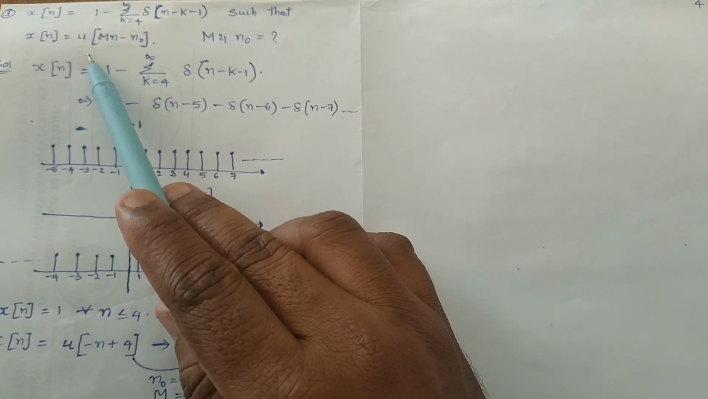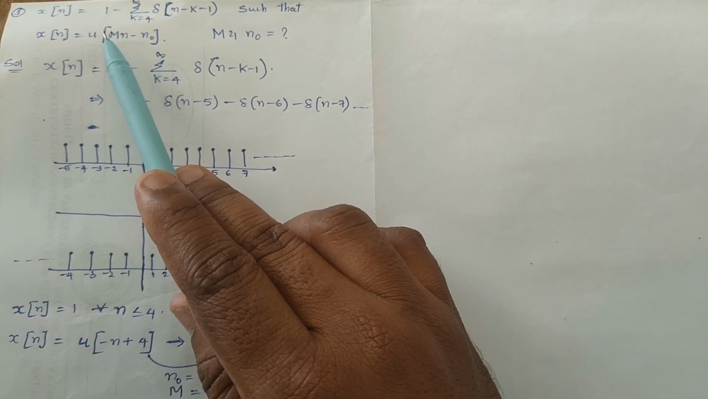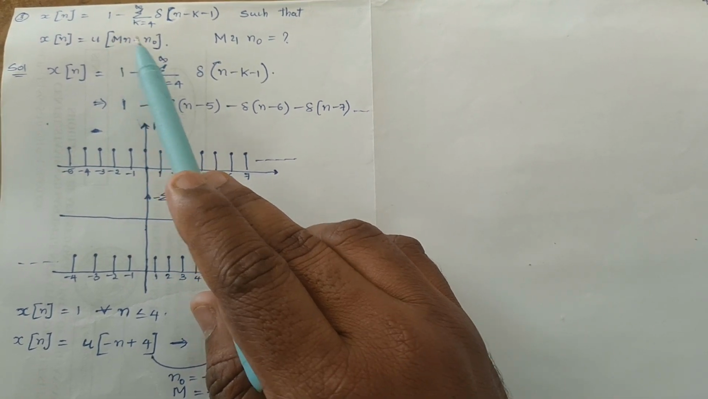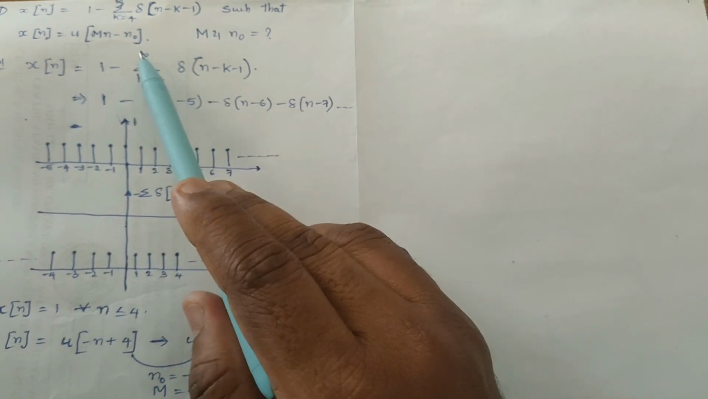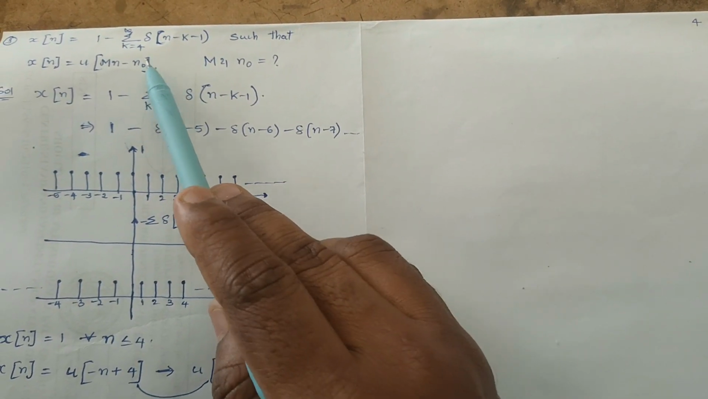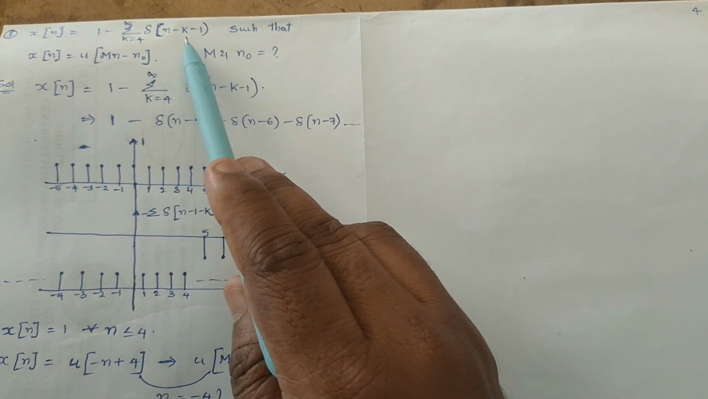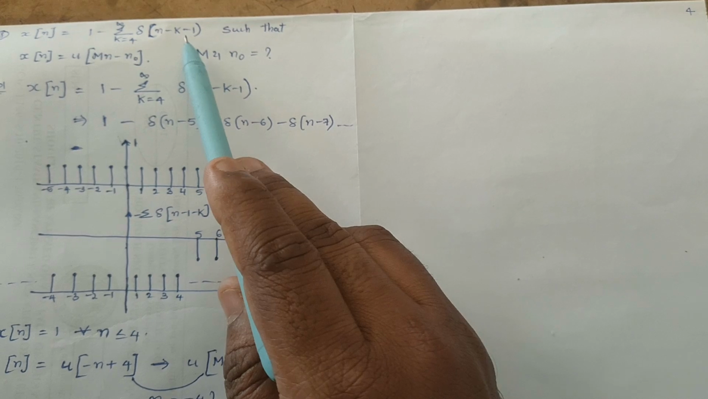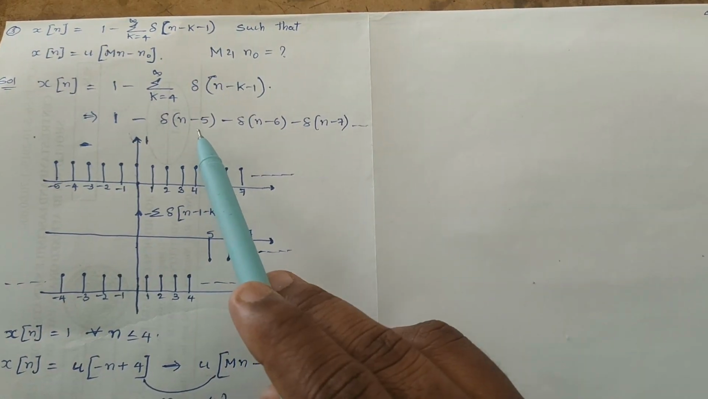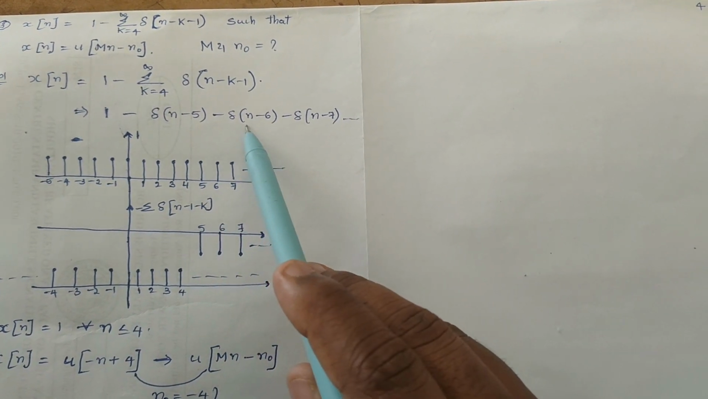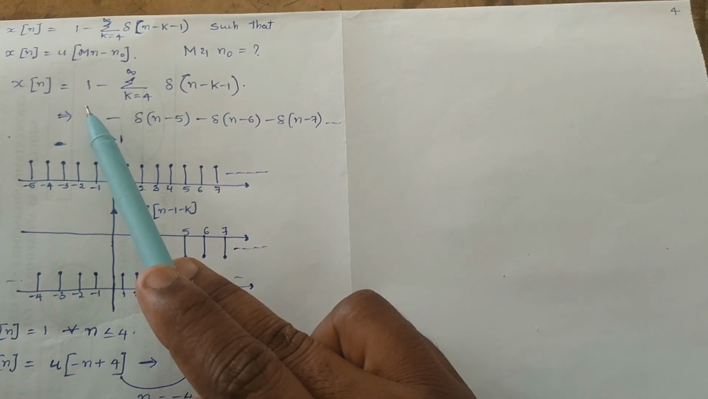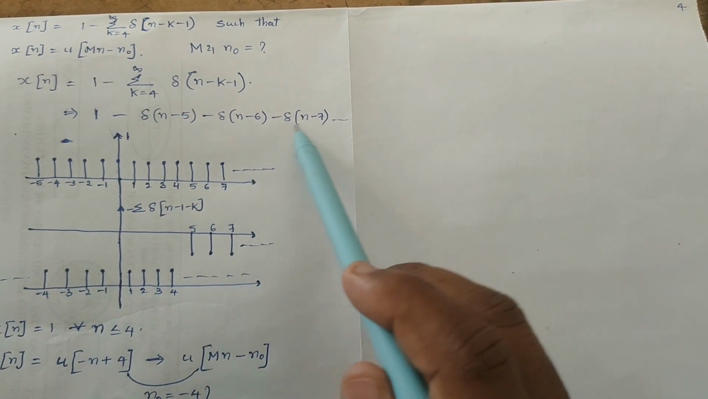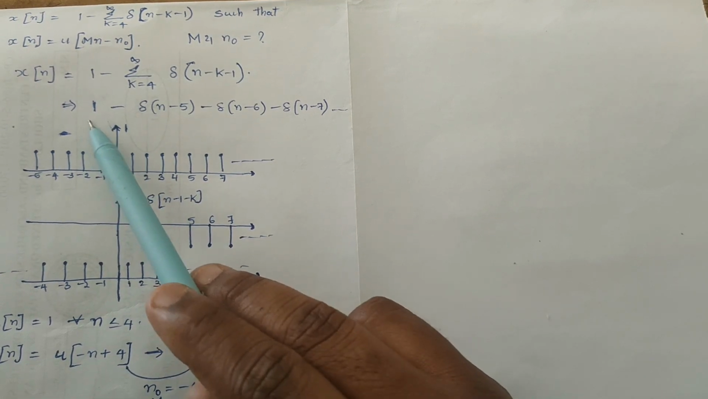In this question he has given x of n is equal to 1 minus summation k is equal to 4 to infinity of del of n minus k minus 1. So here you substitute k is equal to 4 in del of n minus k minus 1. You will get del of n minus 5, n minus 6, n minus 7 and so on. And this is the DC term. Now you have to subtract this impulse values from this DC term.